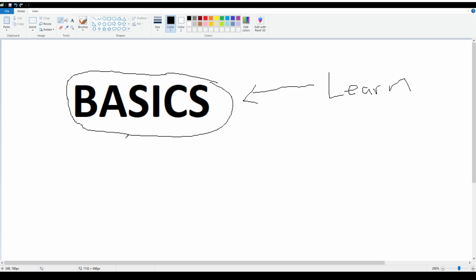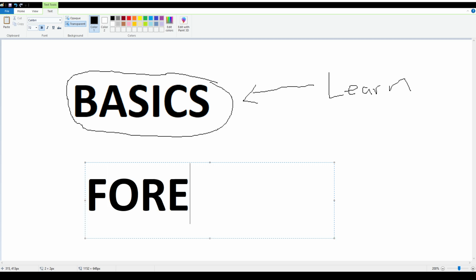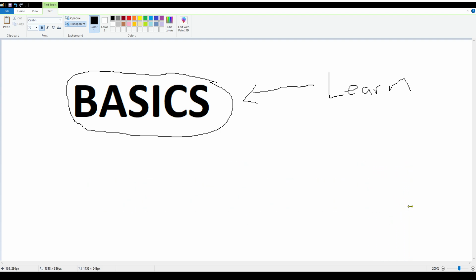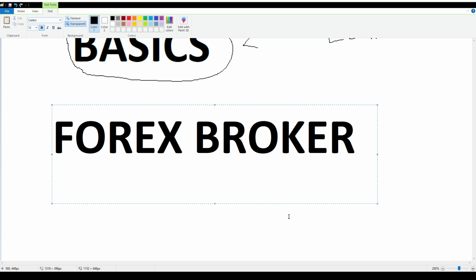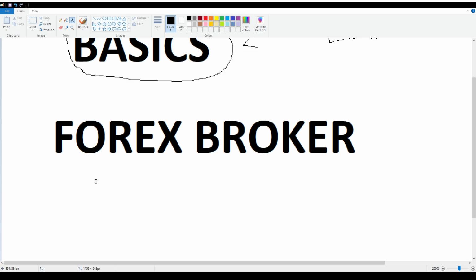And then the second thing that we'll need, guys, is a Forex broker, right? This is where you're gonna open up your trading account, and this is where you're gonna deposit your money. This is where you're gonna execute your trades. So it's very important to get a Forex broker. There's a lot of very good ones that you can use.